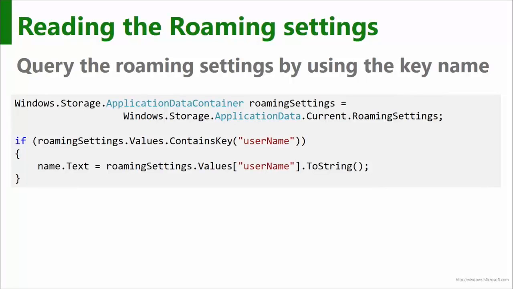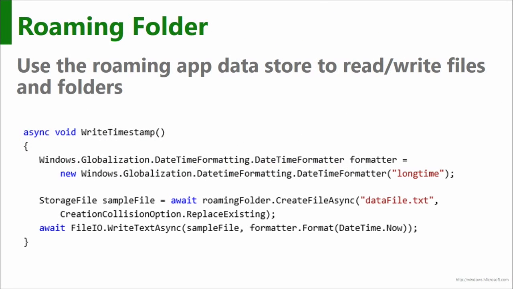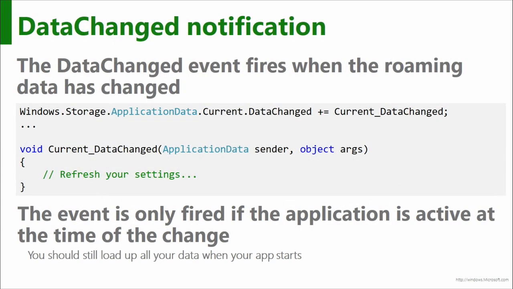In fact, before we move on, I was going to come on to that, so probably the next slide. This is how you query the roaming settings. You use the key name to read it out. No great surprises there. It's a dictionary. And there's a roaming folder, so there's files and folders in there as well, so you can store files. But remember, 100 kilobytes of data is not a lot. It's okay for XML, JSON or something, small amounts, but it's not a huge amount. But it can be useful.